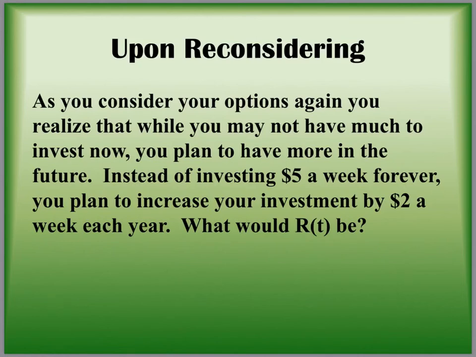So what you're going to do in our scenario as we adjust it now is, instead of investing $5 a week forever, you decide that every year you're going to increase it a little bit. $2 a week more every year. So this year you're investing $5 a week, but next year it's $7 a week, and then the next year it's $9 a week, and then the next year it's $11 a week. Does that make sense? You're just slightly increasing it every year.